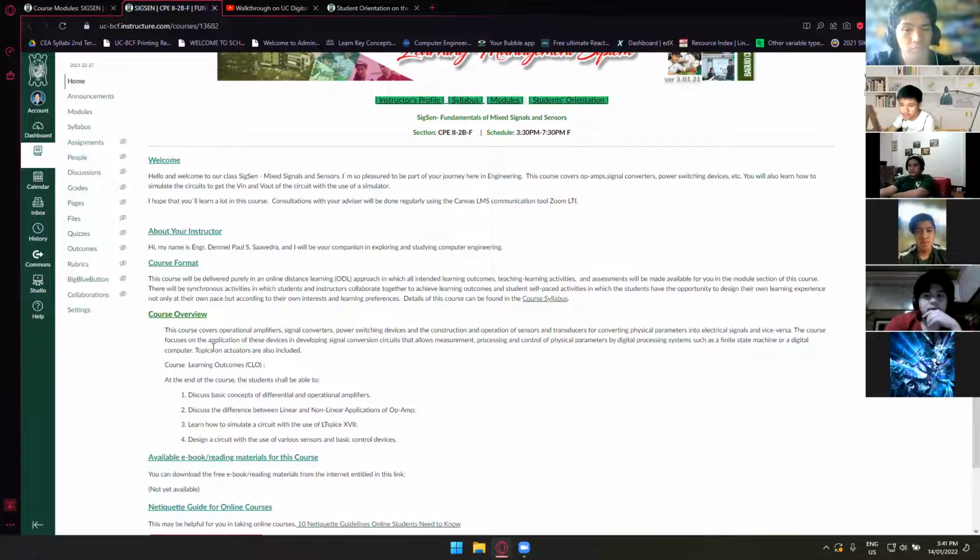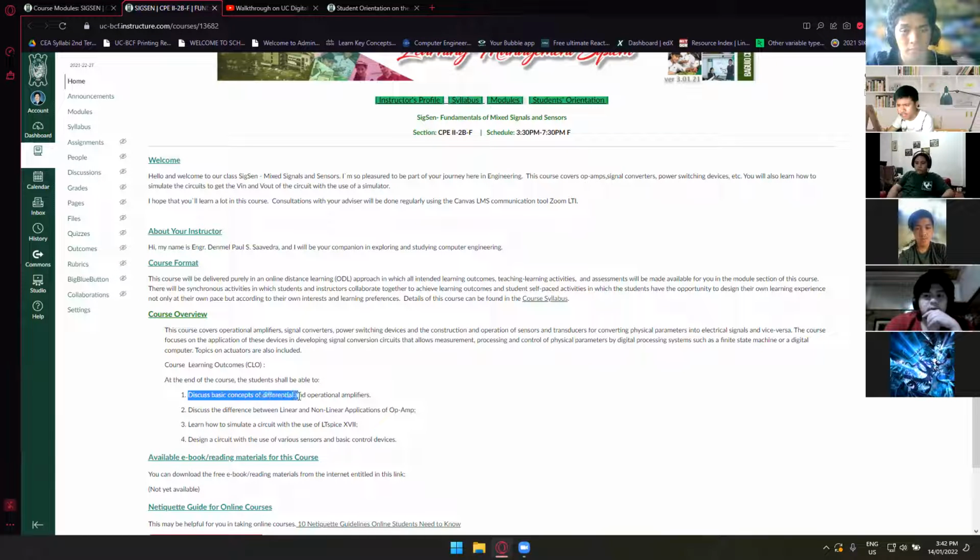So the course focuses on application of these devices in developing signal conversion circuits that allow measurement, processing, and control of physical parameters by digital processing systems such as a finite state machine or a digital computer. The one that we're going to use is of course the digital computer or a simulator on our computer. Since we are not in school, we don't have the proper machine to do that in real life experience.